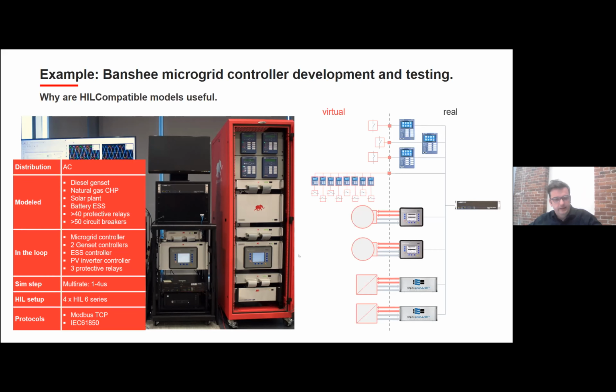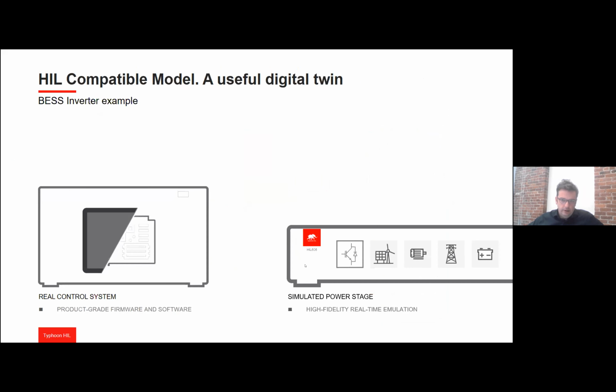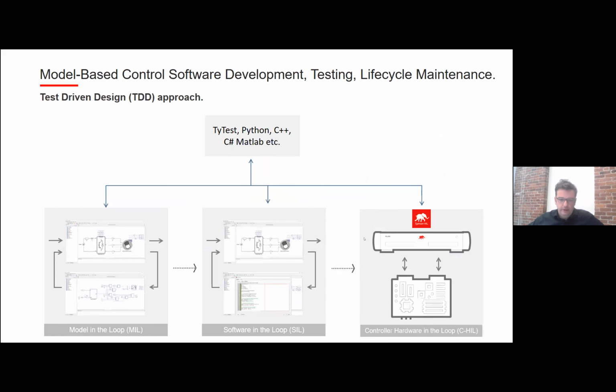So that's basically our idea, how to bring the usefulness of model-based development tools beyond just the design and into system integration and lifecycle maintenance. And with that, I'll stop here and hand the talking stick back to Humberto.